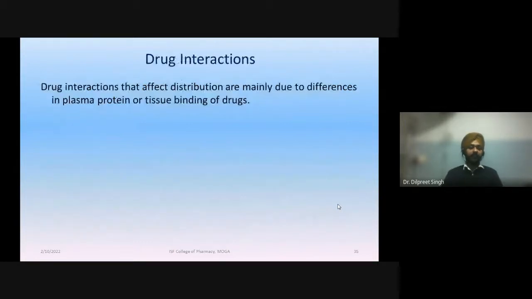Drug interactions: combination formulations or drug-drug interactions can majorly affect distribution, mainly due to differences in plasma protein binding or tissue binding of the drug. In competitive binding, one drug can displace the other because of structural similarity or the same binding site, thereby altering the distribution of the second drug by a displacement reaction.